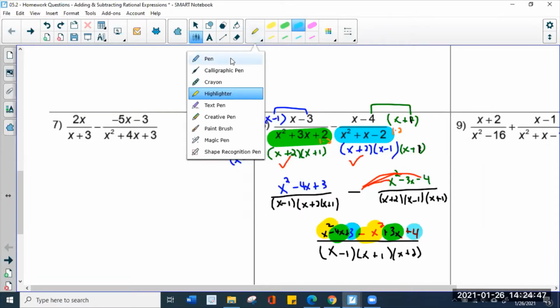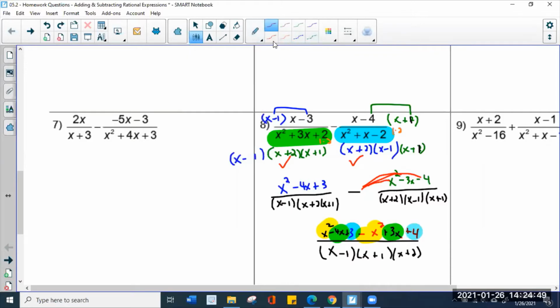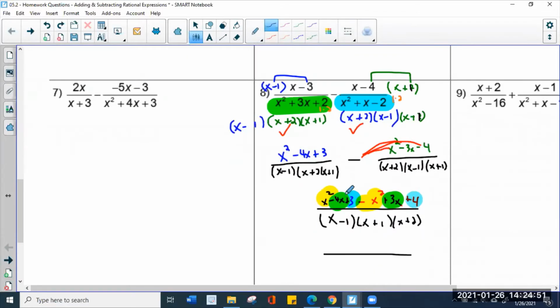Okay, so our final answer for this problem, it comes out to the x squares cancel. They make 0 because we're adding, right? The additive inverse is 0. The multiplicative inverse is 1. Negative 4x and 3x make negative x, forgive me. And 3 and 4 make 7.